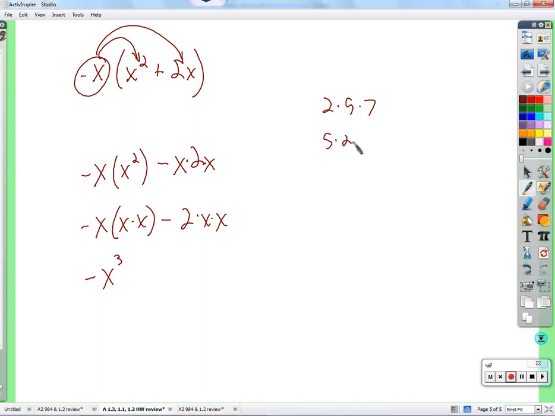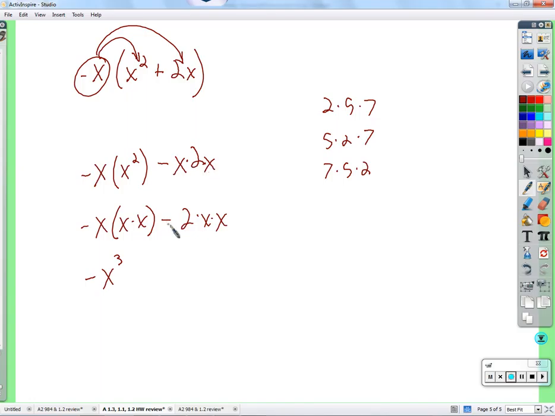Let's talk about that. We just got x times x times x. What is that? X to the third. Negative, so negative x to the third, right? It's just three x's multiplied together. That's what exponential notation is for. We're multiplying three x's together. Okay. Let's look at this guy.